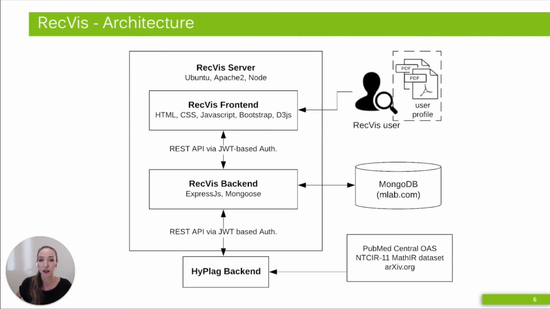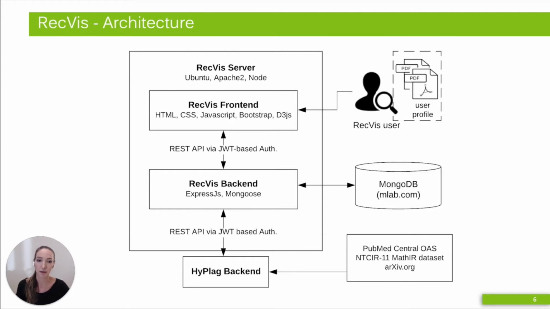And now, before I show you a demo of our RecVis interface, I will briefly summarize the system architecture, because RecVis is implemented as a 3-tier web application, and the front-end presentation tier provides the recommendation visualization interface that we describe in our paper, but RecVis also connects with the HiPlug backend.